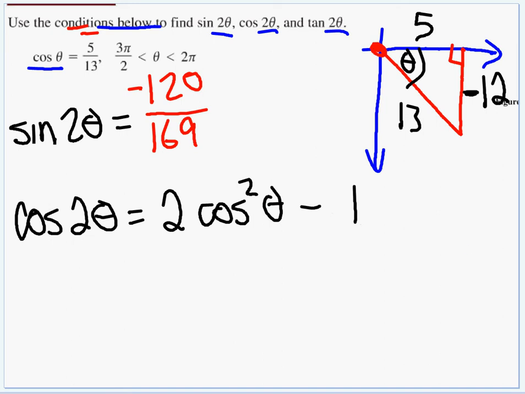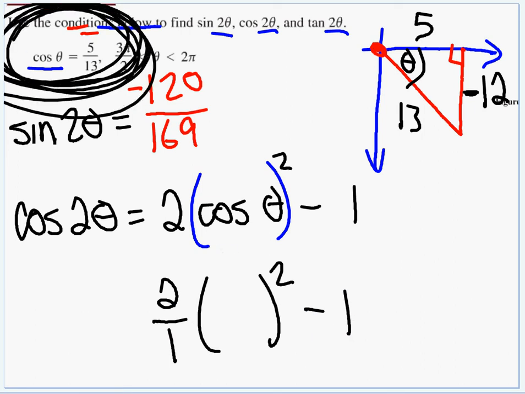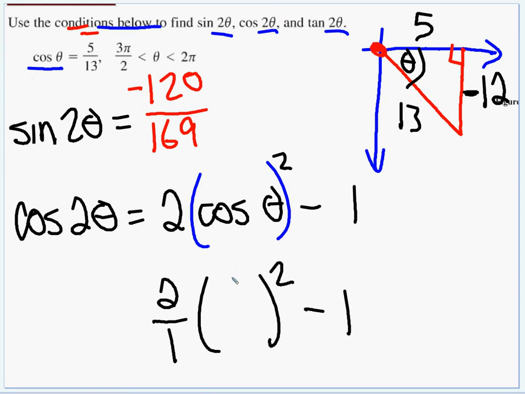minus 1. Now, when dealing with exponents, remember the cos squared of theta, that's exactly the same thing as the cos of theta quantity squared. Might be easier to see that we're going to plug the cos of theta in those parentheses and then square it, and then multiply by 2, and then finally subtract 1. So 2 is 2 over 1. Cos, again, is what they gave us to get this problem started. Cos is 5/13.